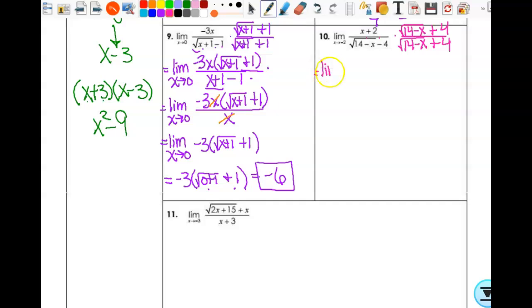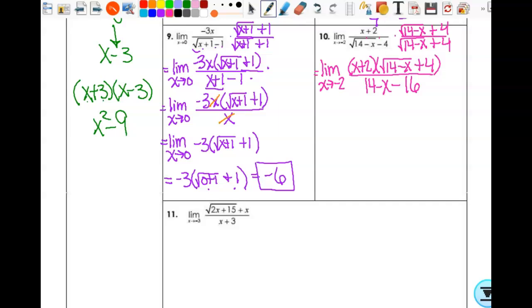So I get the limit as x approaches negative 2 of, and then in the numerator, it's x plus 2 times the square root of 14 minus x plus 4. Now in the denominator, difference of squares, right? I square the square root, and that gives me 14 minus x minus, and then I square that 4, and I get 16. Okay, so make sure you're keeping up with your pieces so you're not making up numbers or anything. Everybody good at this point?